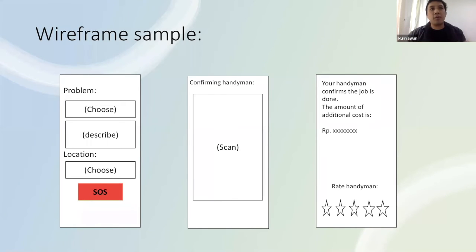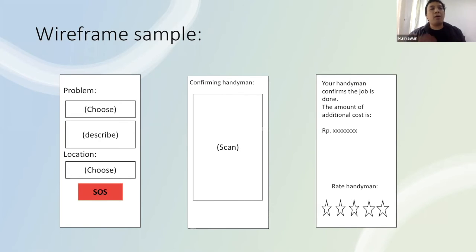The SOS button will send a signal to handymen around me. It's involved in your solution, but it doesn't have to be captured in your wireframe. It's part of the story, part of the process. So what happened next? A handyman around me comes to my house and informs me he can repair my problem, my broken pipe.